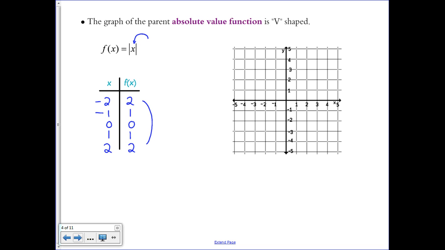So when you plot these points, (-2, 2), (-1, 1), (0, 0), (1, 1), and (2, 2), you see that they create the V-shaped parent function. So this is the parent function for absolute value. It's the most basic one, absolute value of x, with no transformations at all.